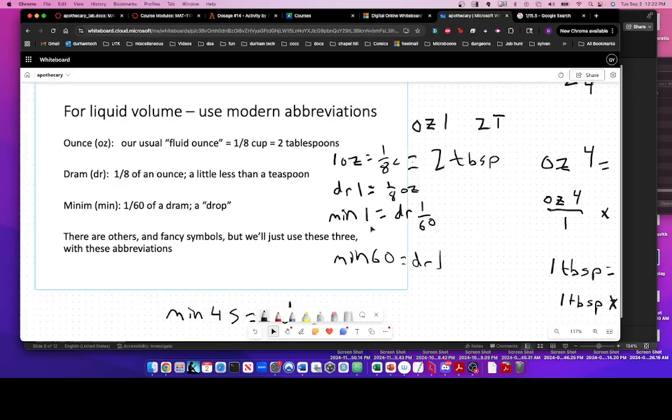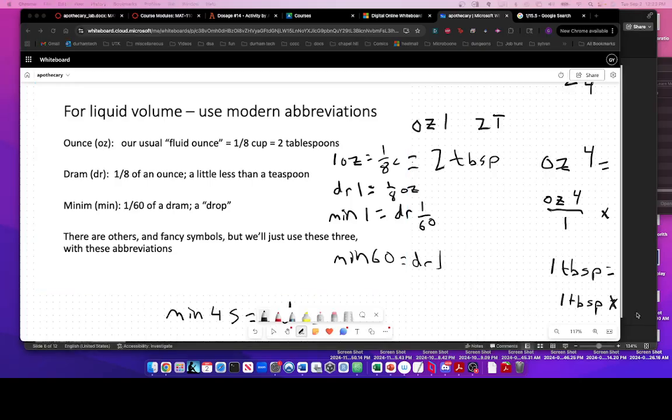So minim, M-I-N, is 1/60th of a dram. And we could actually flip that around real quick. So one thing when you have an equality is, when you do the same operation to both sides, so operations like addition and subtraction, multiplication, division, you can do it to both sides and still maintain an equality. So if we multiply both sides here by 60, 1 times 60 gives us 60, 1/60 times 60 gives us 1. We can flip this ratio, get that 60 minims is 1 dram. So that's an alternative version of this ratio.